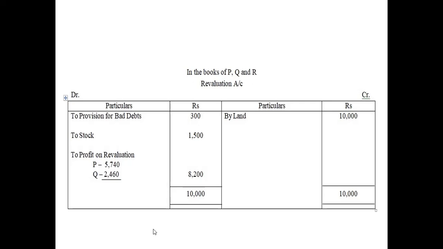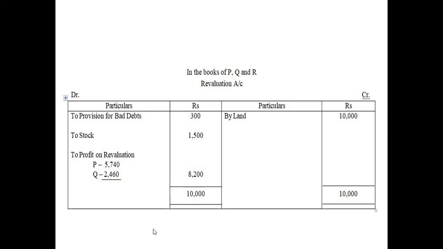Now, for this, we need to look at the adjustments. Adjustment number 4 says that the provision for bad debts was to be raised to 4% of debtors, which means the provision for bad debts is already existing. So you have to look at the balance sheet now. In the balance sheet asset column, the debtors amount is 20,000, and the provision already existing is 500.